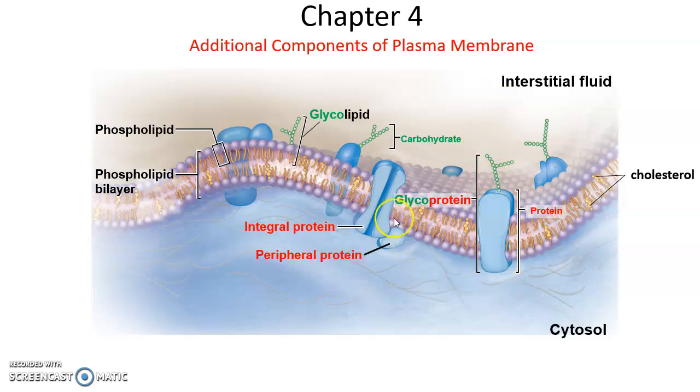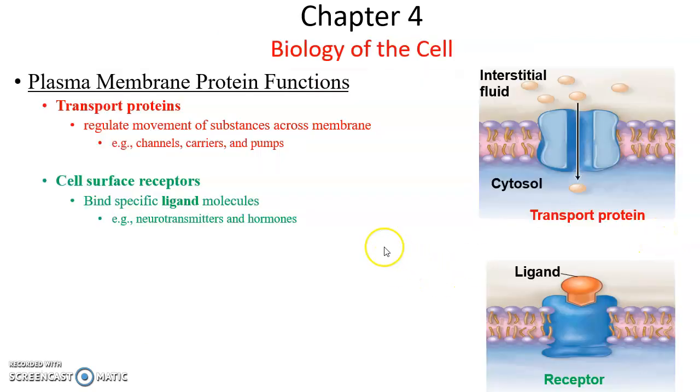We have proteins embedded in the plasma membrane, referred to as integral proteins. We have proteins that just lie on the surface of the plasma membrane, referred to as peripheral proteins. Proteins, glycoproteins, lipids like cholesterol, glycolipids. The plasma membrane has a variety of functions. And so do the proteins associated with it.